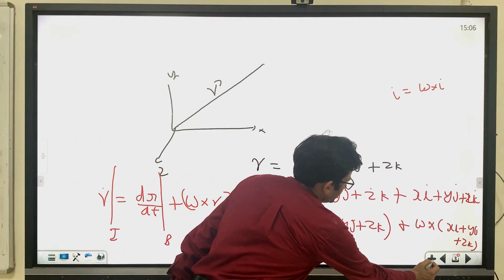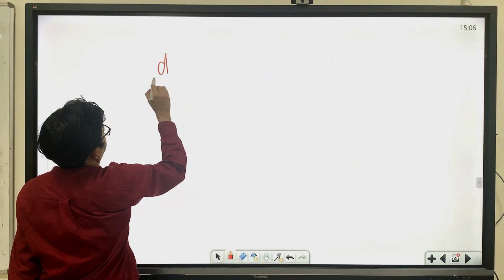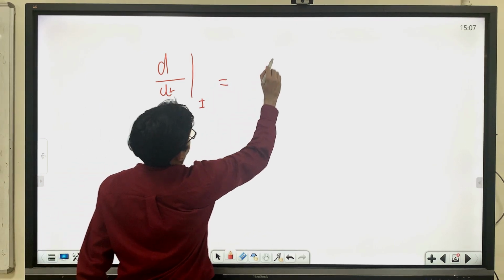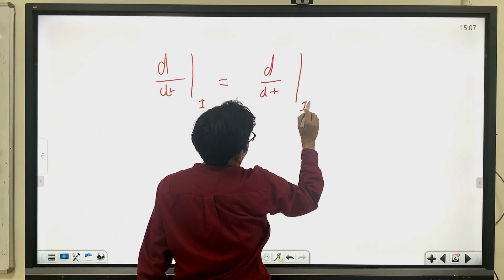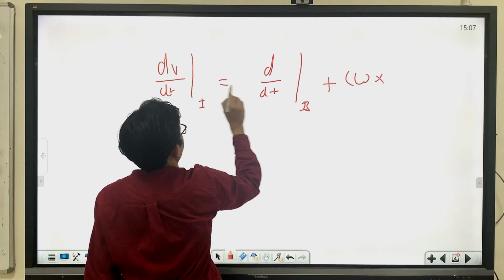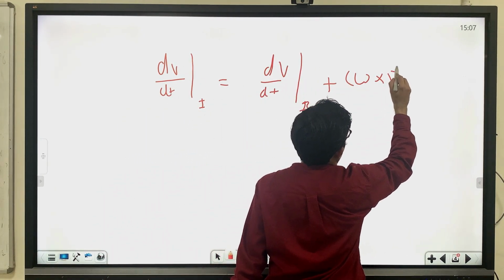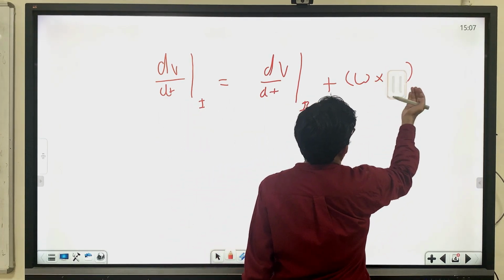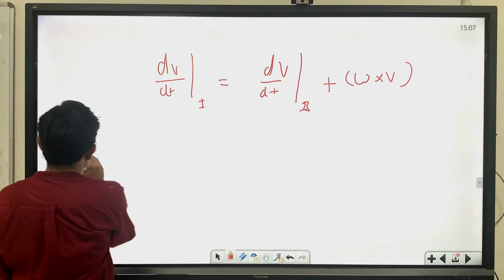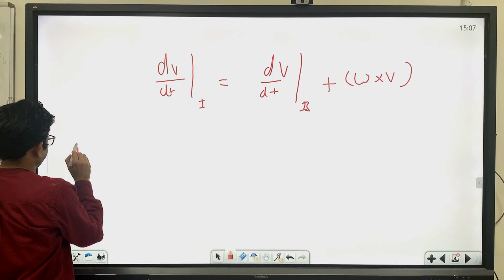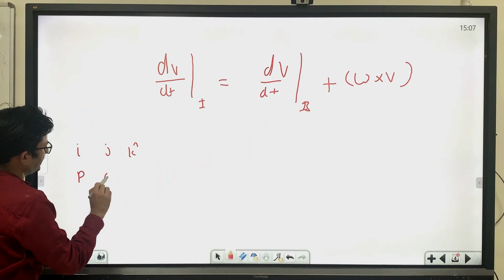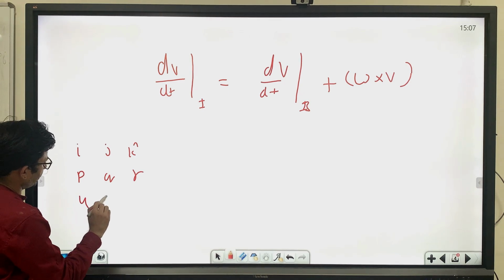Now please consider this d by dt. Now we have arrived at this point: d by dt body plus omega cross something, right? So you will put v, you will put v, you will put v. So now find out omega cross v. So omega is, you can write i j k. I am writing omega cross v. You can write p q r, and v you can write u v w.